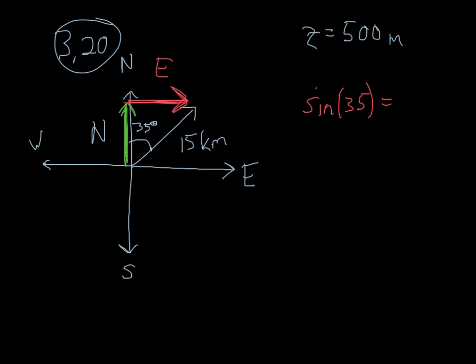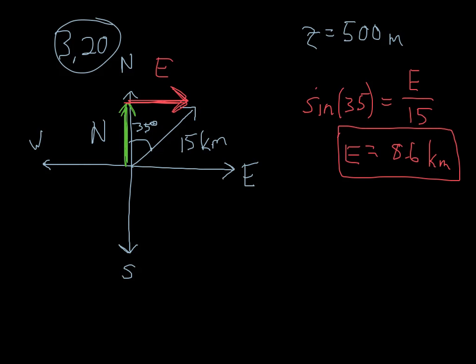The opposite side. What side is opposite to the 35 degrees? East. What side is the hypotenuse? How big is it? 15. I can solve this for east, can't I? Oh, yeah, I can. I have a PhD. Can you solve it for east? Yes, hopefully. And what do you find for east? You find 8.6 kilometers. And you circle it so that I will grade it.